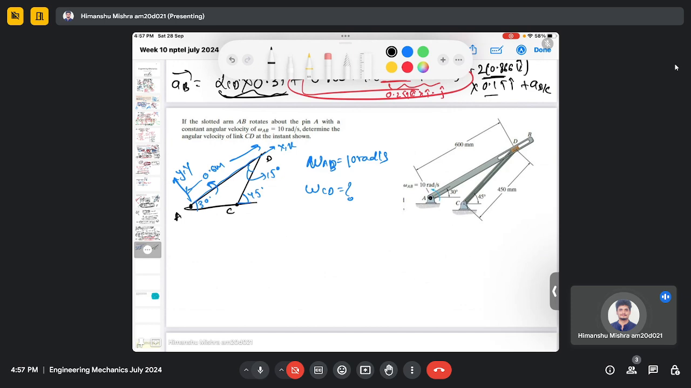So if I use the velocity expression between point D and point A, then I can write VD equals VA plus omega cross RAD plus the relative velocity of point D with respect to A, the rotating frame. Again the same velocity expression here. We don't know VD, and VA is of course 0 because it is pinned. So this is 0, and we don't know VD.